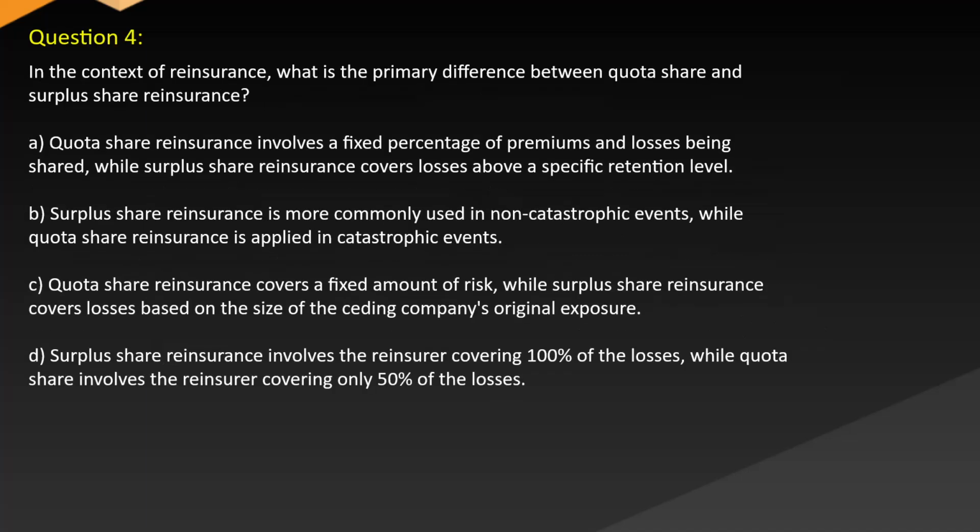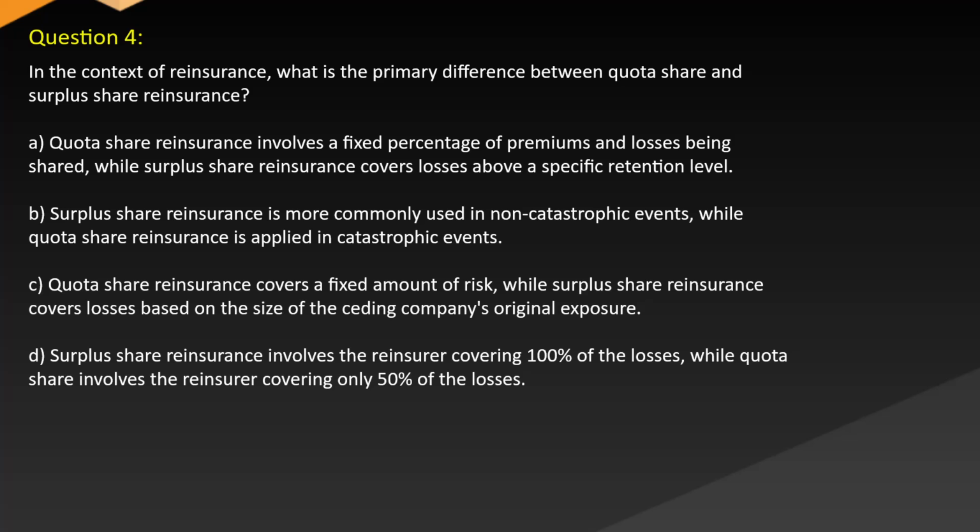Question 4. In the context of reinsurance, what is the primary difference between quota share and surplus share reinsurance? A. Quota share reinsurance involves a fixed percentage of premiums and losses being shared, while surplus share reinsurance covers losses above a specific retention level.